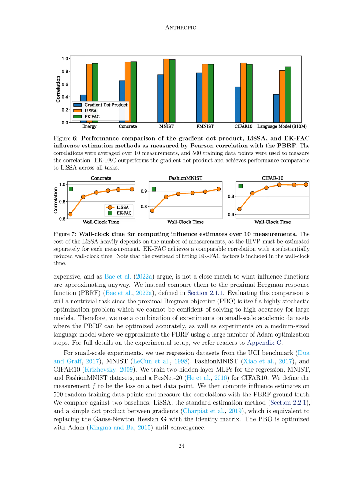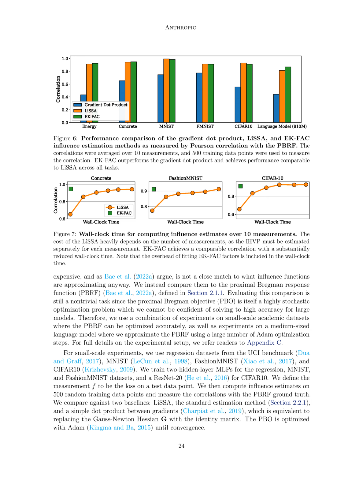For our smaller scale experiments, we utilize datasets commonly used for regression tasks, such as the UCI benchmark, MNIST, Fashion MNIST, and CIFAR10. We train specific types of models for each dataset: 2 hidden layer MLPs for regression, MNIST, and Fashion MNIST, and a RESNET20 for CIFAR10. Our metric of interest, denoted as f, represents the loss on a test data point.